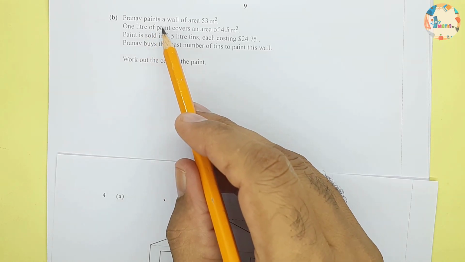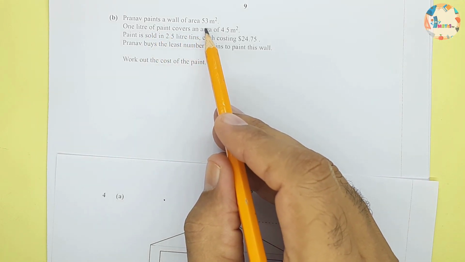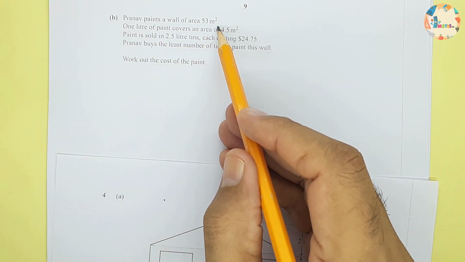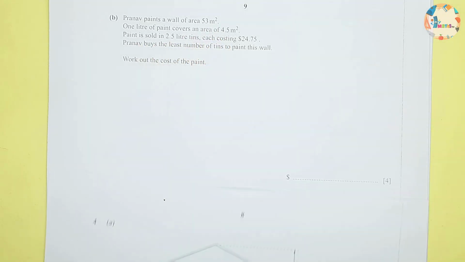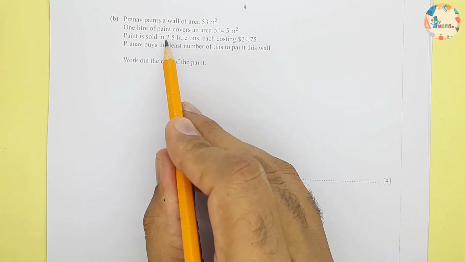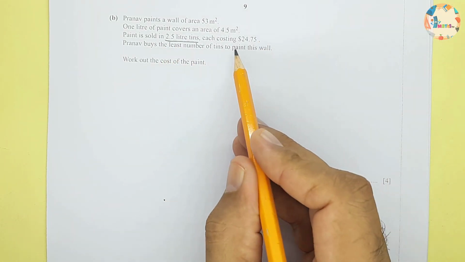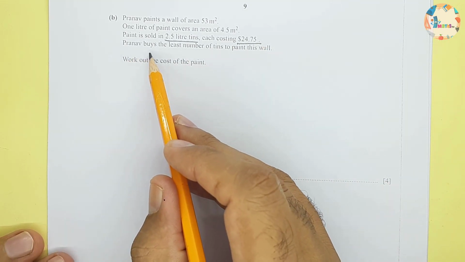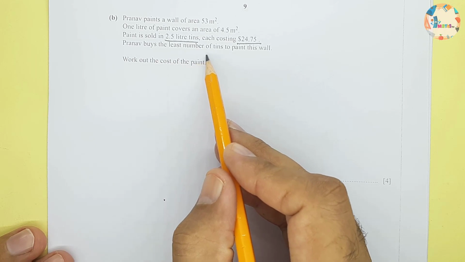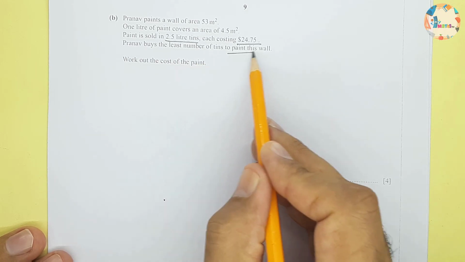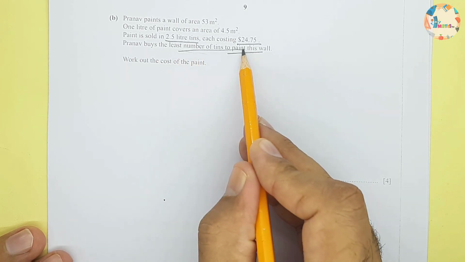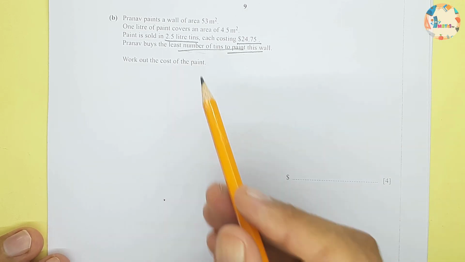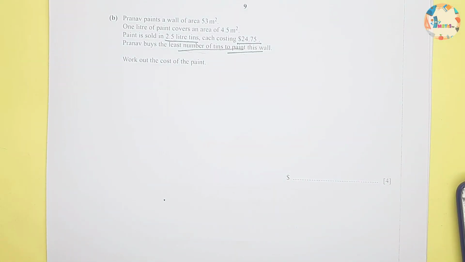Pranav paints a wall of area 53 meter square. 1 liter of paint covers the area of 4.5 meters square. Paint is sold in 2.5 liter tins, each costing this much. Pranav buys the least number of tins to paint this wall. Work out the cost of the paint.